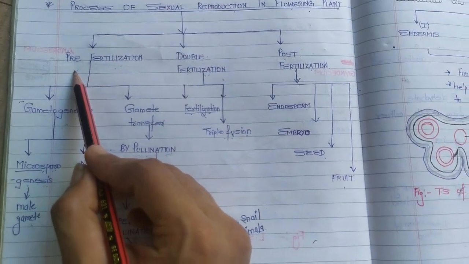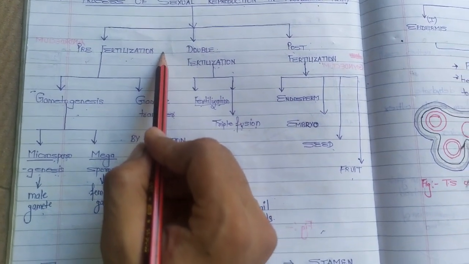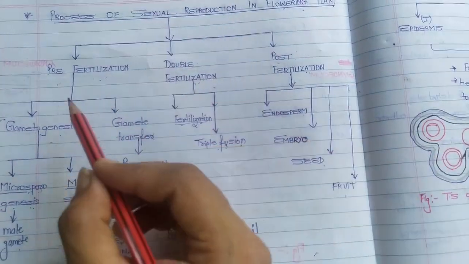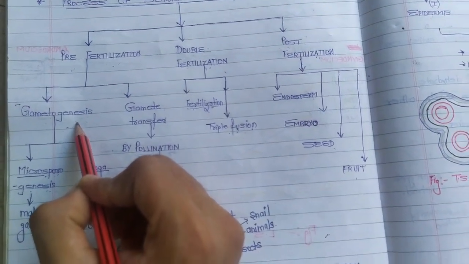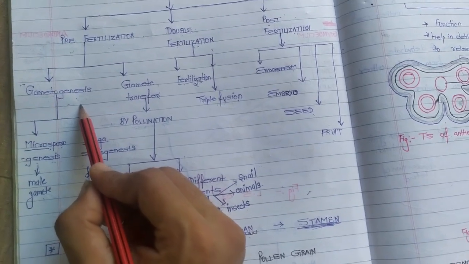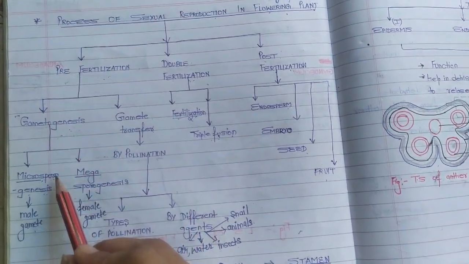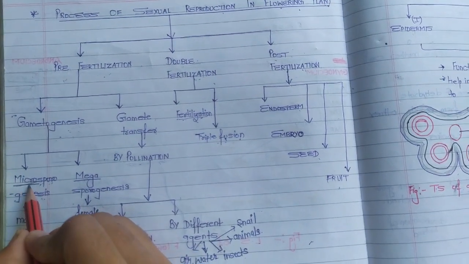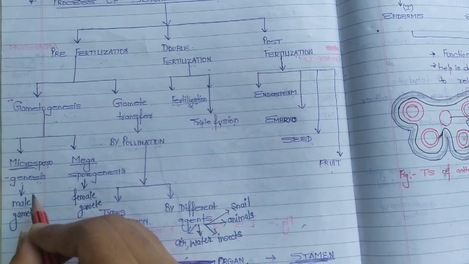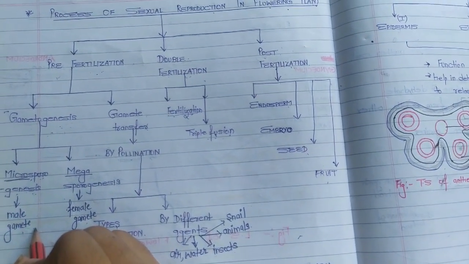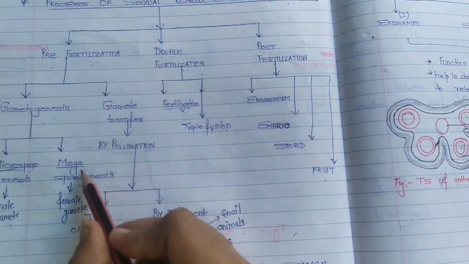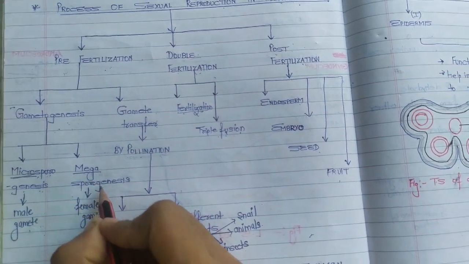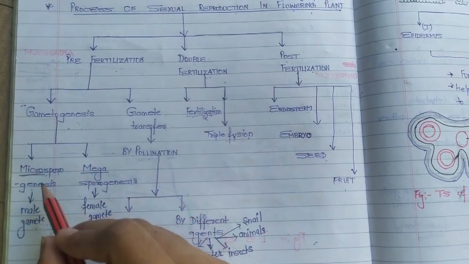First is pre-fertilization. What happens in pre-fertilization? In pre-fertilization, we see two steps. First is gametogenesis. In gametogenesis, there is a formation of gametes, which are the base for a new generation. In gametogenesis, there is a formation of male gametes through the process of microsporogenesis. Micro is for male gametes, because the pollen grains are very small in structure and very large in number. The formation of female gamete is known as megasporogenesis. Mega is for egg. The egg is big in size as compared to the male gametes.